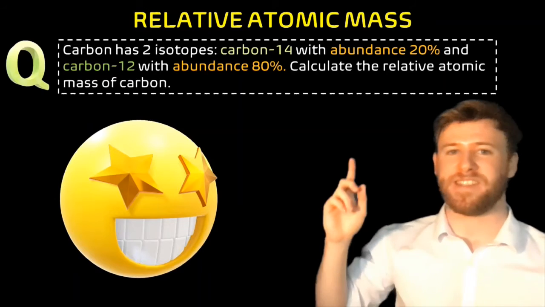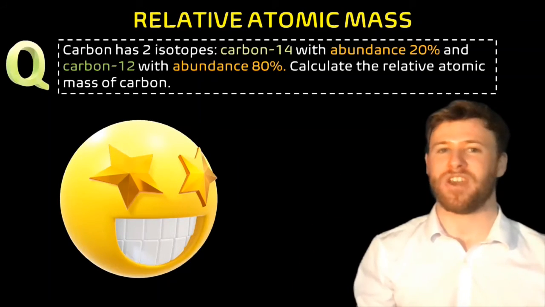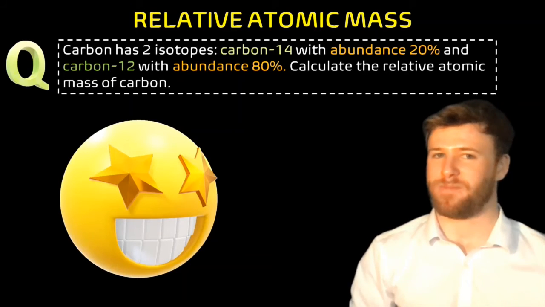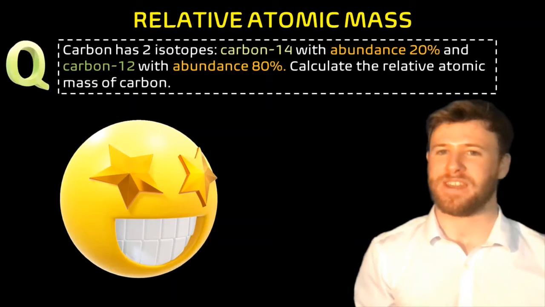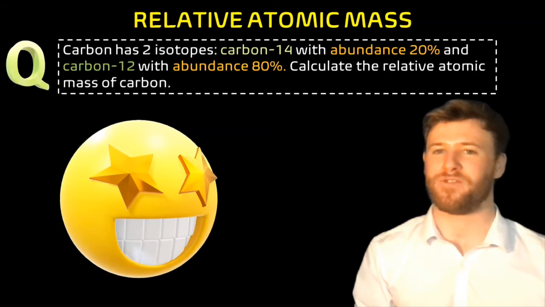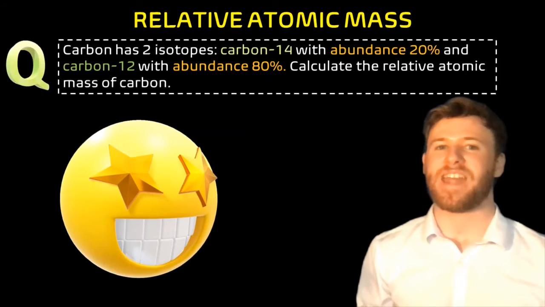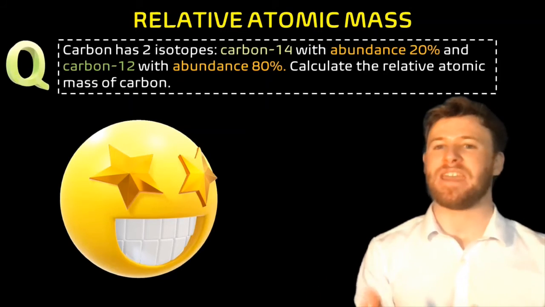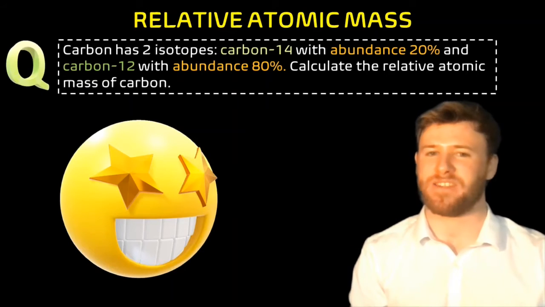The abundance is the other thing mentioned in this question. And the abundance simply means how much in percentage do we have of each of these isotopes. So the question here is saying that we've got 2 isotopes, one carbon-14, and we've got 20% of this carbon-14 in our sample. We've got the other isotope, carbon-12, that's 80% abundant. We've got 80% of it being this carbon-12. It now asks us to calculate the relative atomic mass.